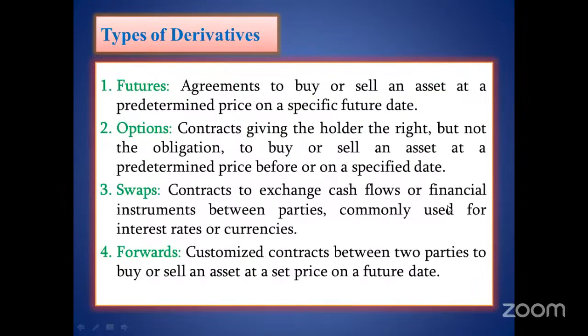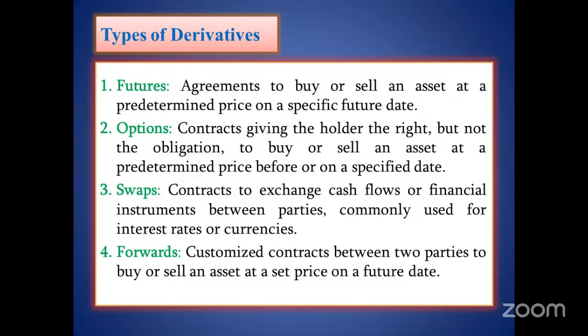Now, what are the types of derivatives? Let's see the types of derivatives: futures, options, swaps, forwards. What are futures? Agreements to buy or sell an asset at a predetermined price on a specific future date. So if you want to sell or buy a particular asset on a future date, you predetermine the price.